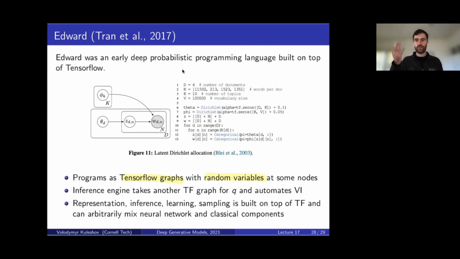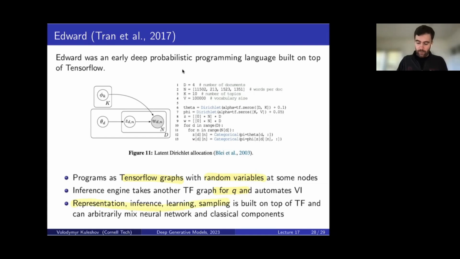So you have your model P be a computational graph in TensorFlow, and then at inference time, you specify an approximate inference. You specify an approximate posterior Q as another TensorFlow graph, and then the Edward engine automates learning Q given P, and it automates fitting P and Q jointly using variational inference, and it can automate a lot of other useful tasks like representation learning, inference, sampling.